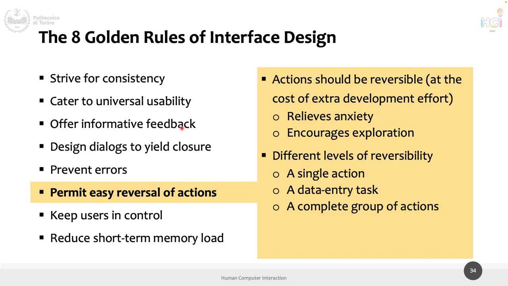Sixth rule, permit easy reversal of action. So every action in theory should be reversible, even at the cost of extra development effort, because reversing an action relieves anxiety and encourages exploration, like we said yesterday for direct manipulation. It allows exploration, so there is less anxiety, and people are free to move and also to learn how to use something. So there is not the worry of, oh, I'm doing this and I'm worried to break everything. No, I can do that because I can go back.